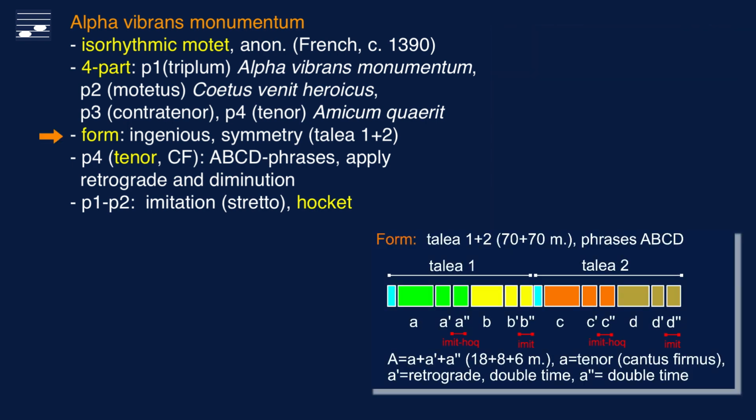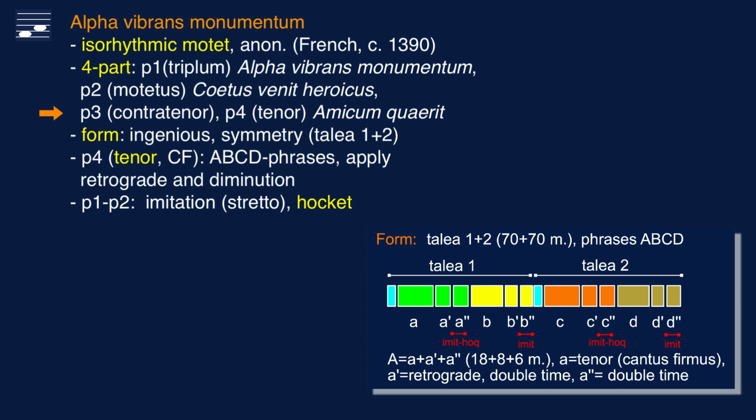Its form displays perfect symmetry, as manifested by the 2 70 measures long talea sections, and the 4 phrases in part 4, the tenor. Each of the 4 A, B, C, D phrases is based on 3 statements of the tenor melody, a kind of cantus firmus. Each subphrase undergoes transformations, and you'll see the retrograde form and rhythmic diminution.